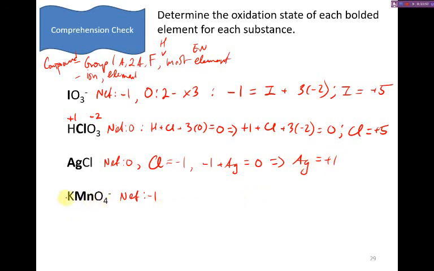And this last one, we do have a group 1A, and then we have oxygen. And so we have the potassium plus 4 oxygens plus the manganese is equal to -1. Rearranging and solving for that, we get that the manganese is equal to +6.